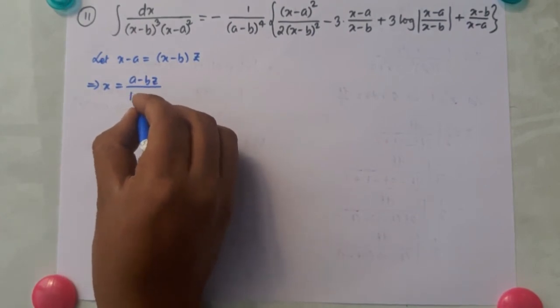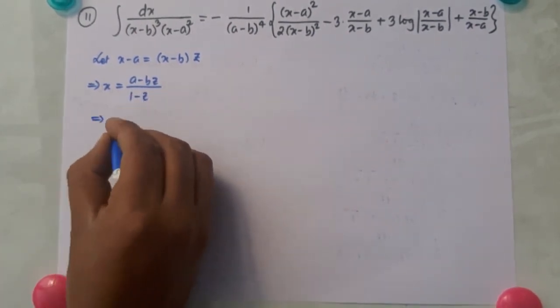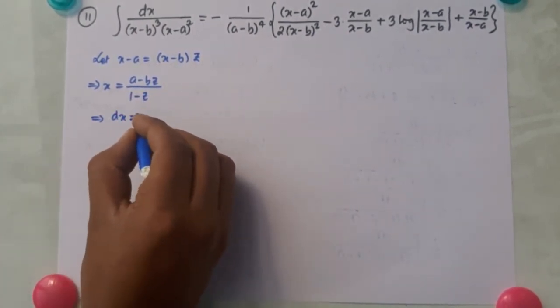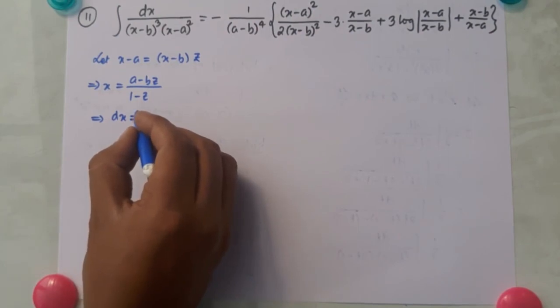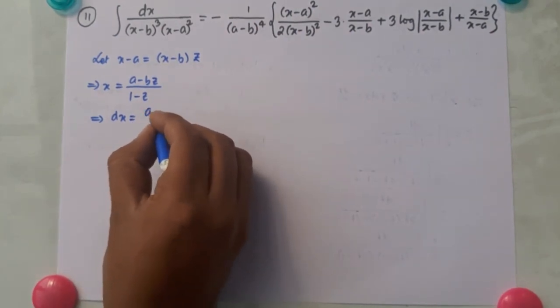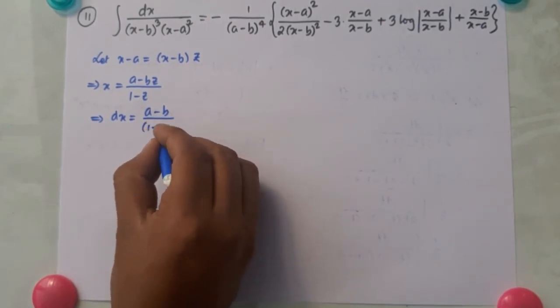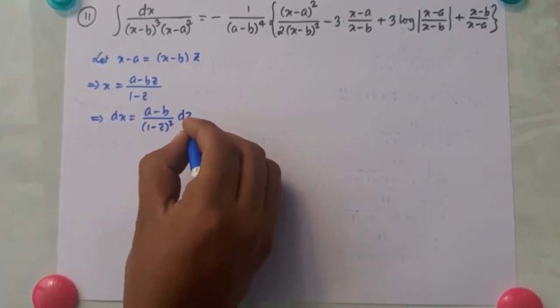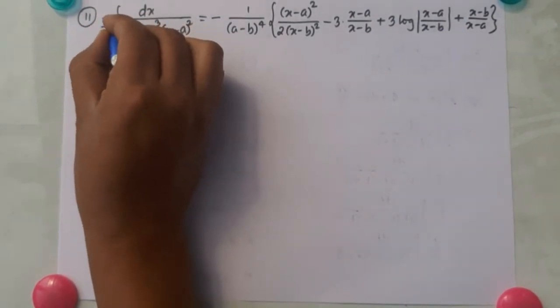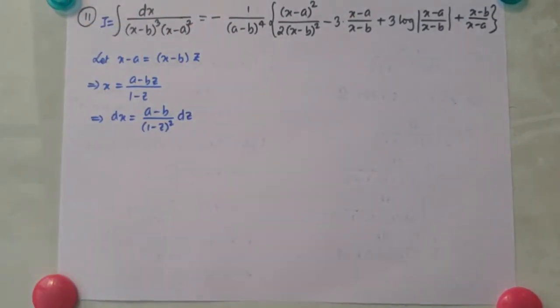Yeah, it is 1 minus z, and from here after differentiation you get dx is equal to (a minus b) divided by (1 minus z) whole square dz. Okay, so this is my integral I, remember. So for now we'll keep it this much, and we'll substitute the value of x minus a and x minus b later.